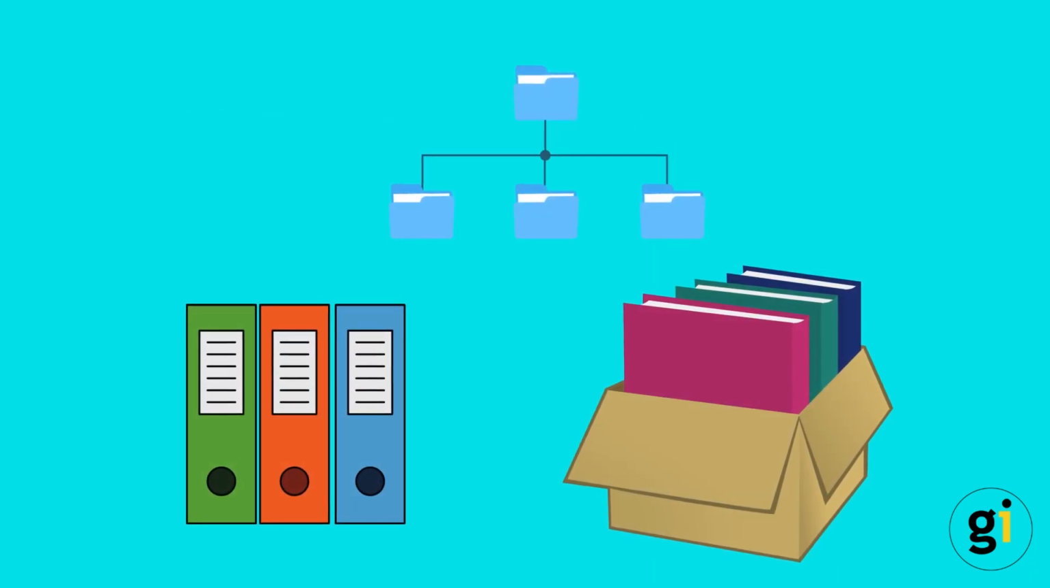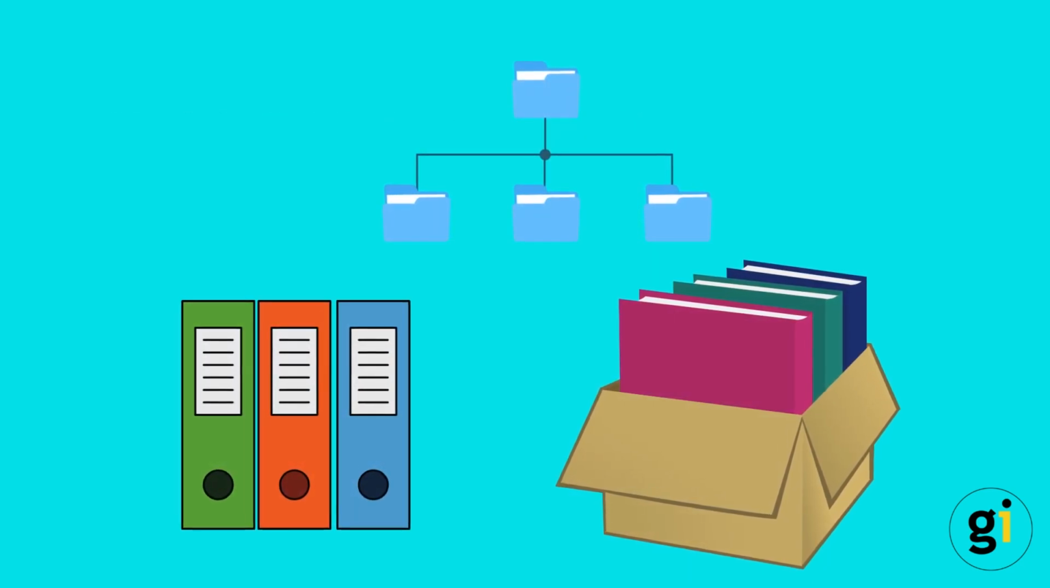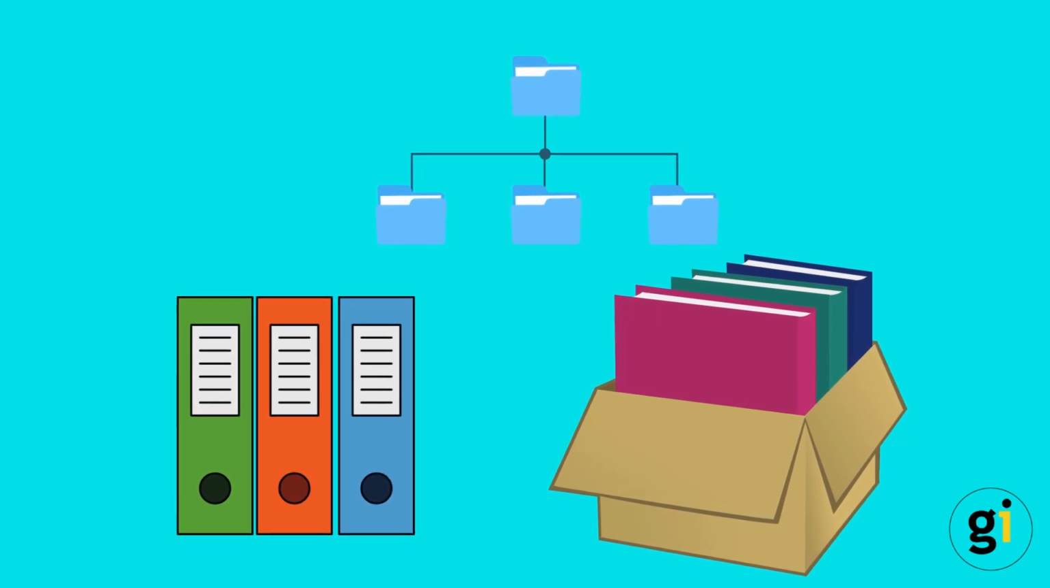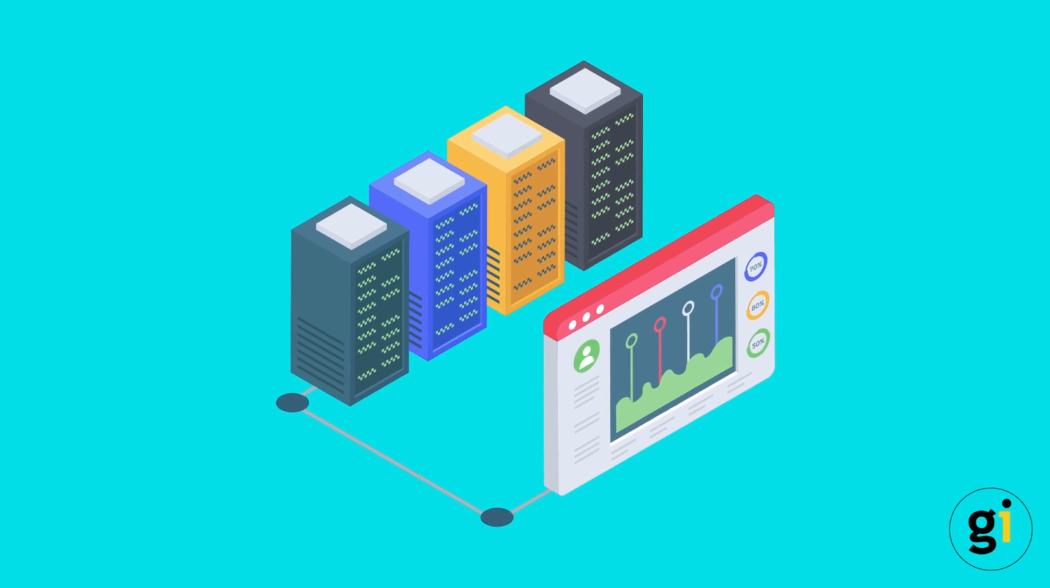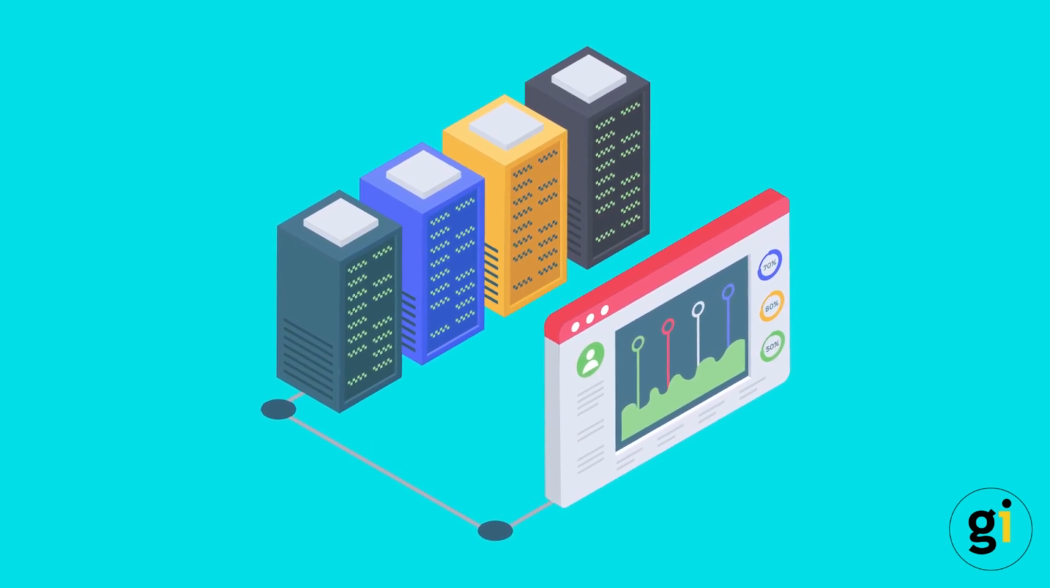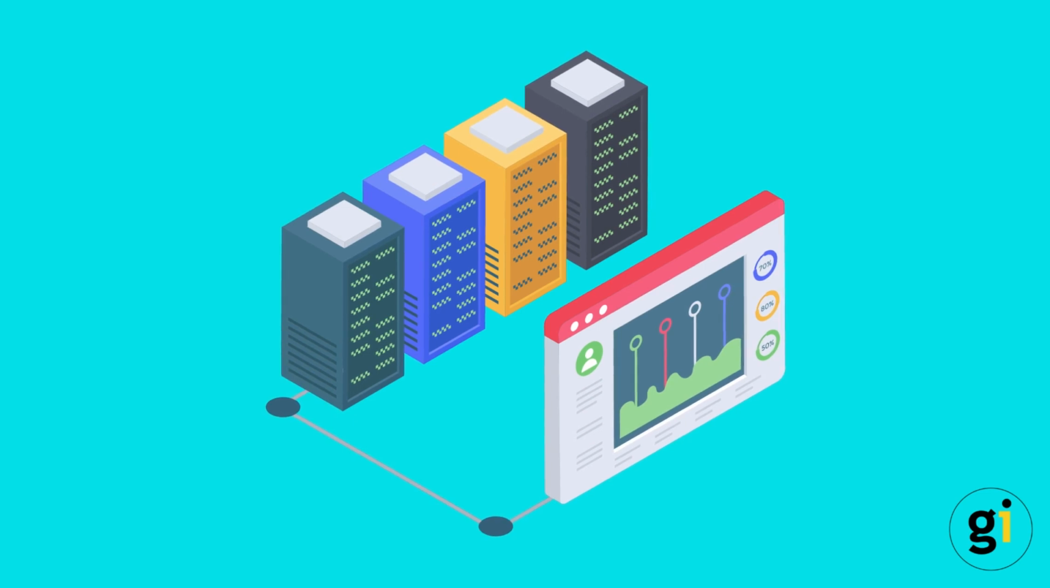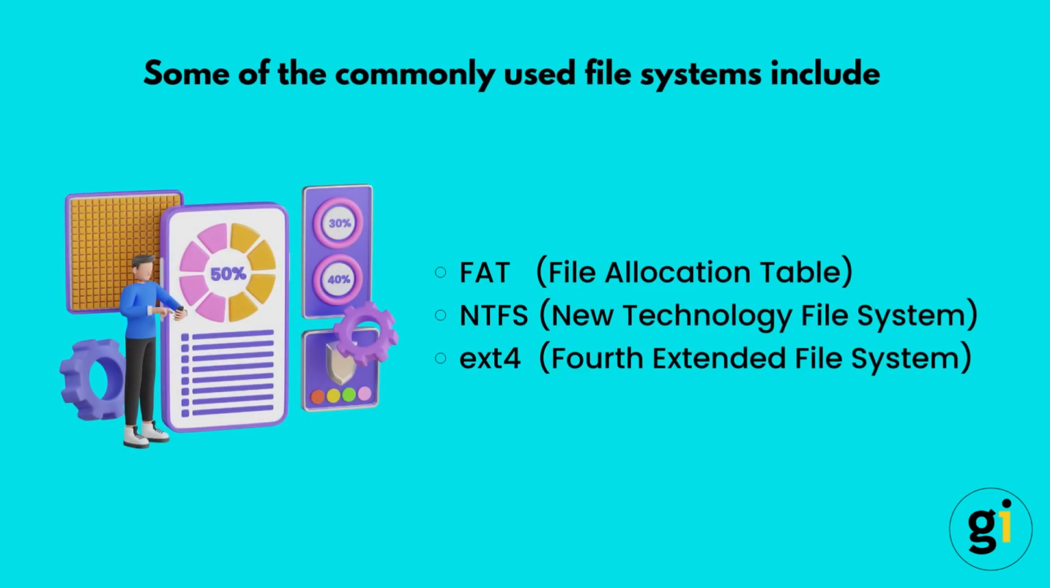Let's begin with an introduction to file systems and their significance in organizing and managing data on storage devices. Operating systems use a file system to organize and store files on storage devices. Different file systems have structures and features, each designed for specific purposes. Some of the commonly used file systems include FAT (File Allocation Table), NTFS (New Technology File System), and EXT4 (Fourth Extended File System). FAT is widely used in removable storage devices, while NTFS is the default file system for Windows operating systems. EXT4 is a popular file system in Linux.